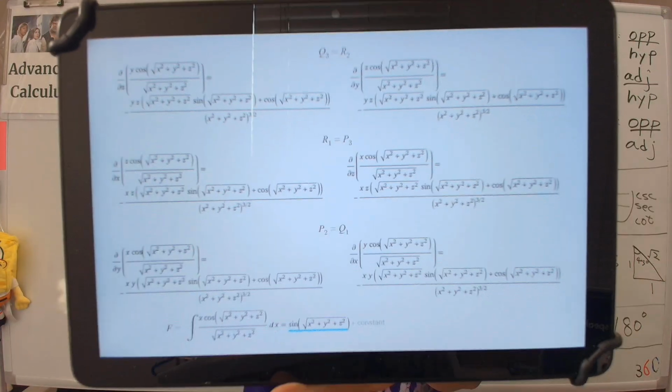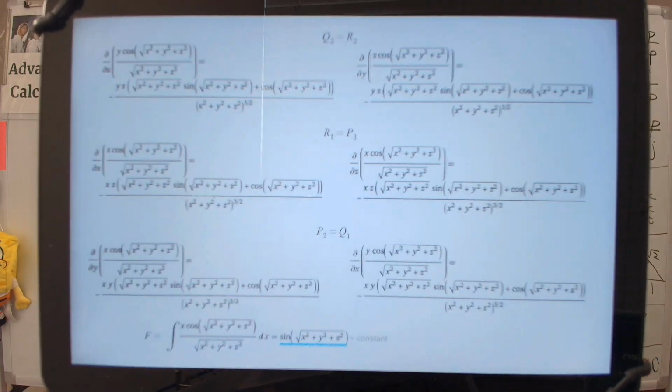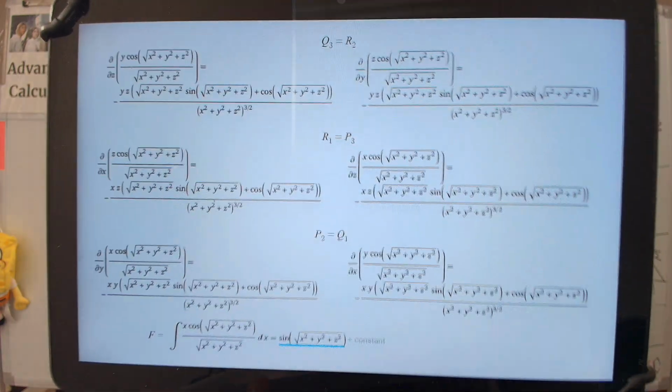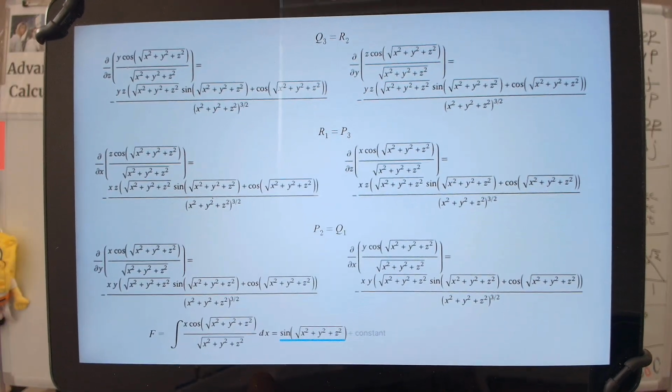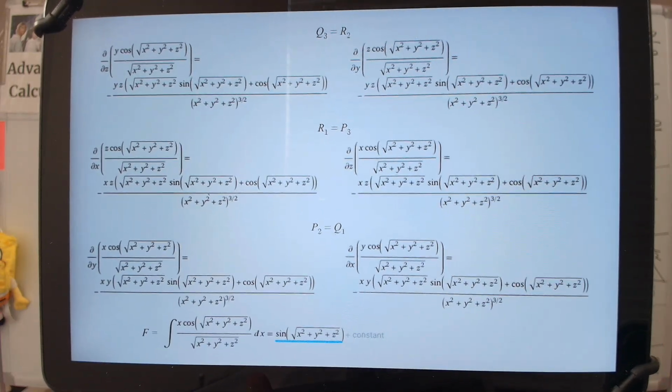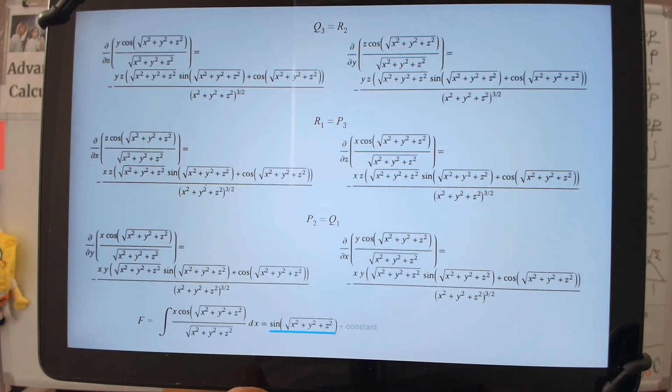I mean, okay, now can you see that okay? It looks okay, I guess. And so as you can see, I have shown, I did Q3, and then show that R2 equals Q3, R1 is equal to P3, and P2 equals Q1.